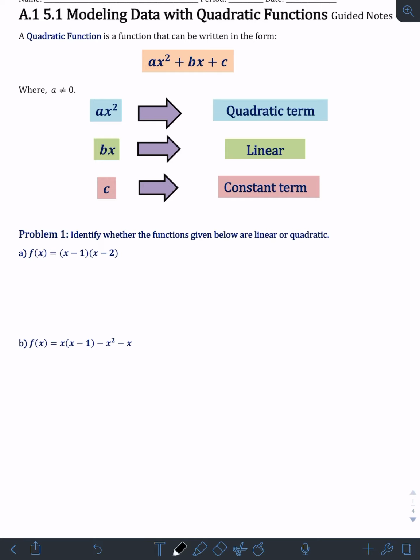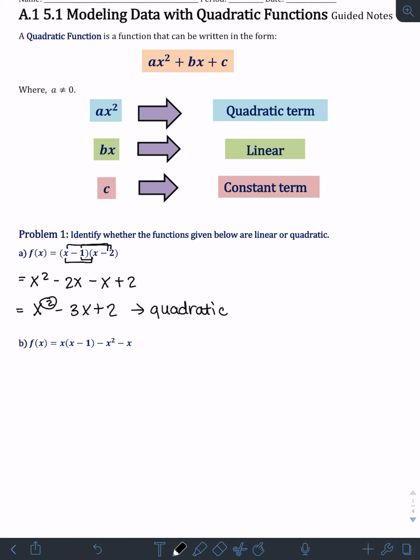So in order to do this, for the first one we're going to have to FOIL. So x times x gives me x squared. X times negative 2 gives me negative 2x. Negative 1 times x gives me negative x. And negative 1 times positive 2 gives me a positive 2. Now to combine like terms, I have x squared minus 3x plus 2. So this is now a quadratic because of this x squared term.